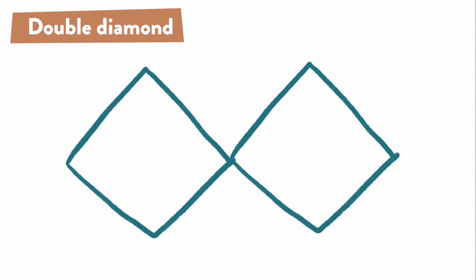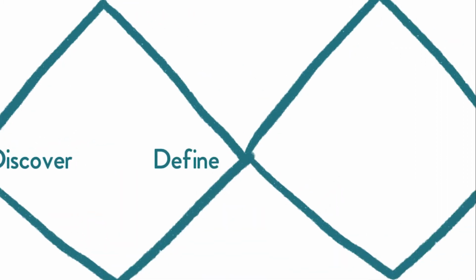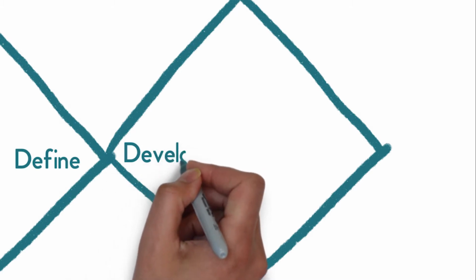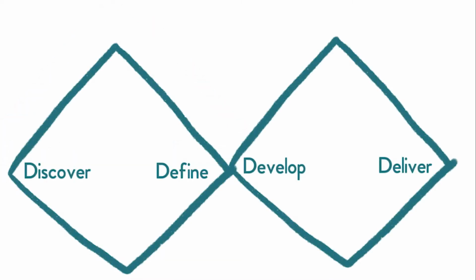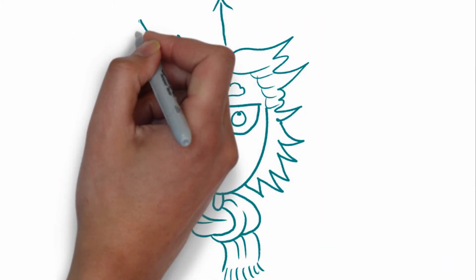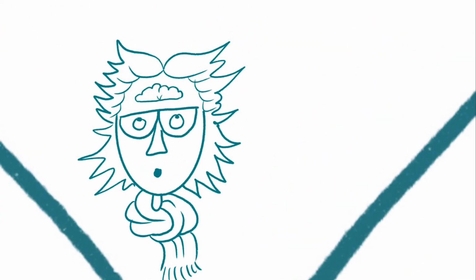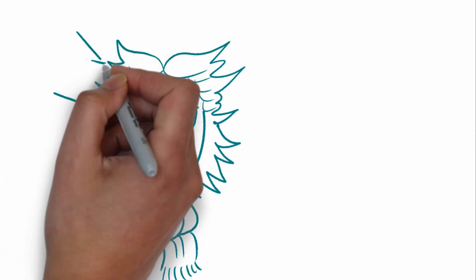The first diamond focuses on finding out what the actual problem we are trying to solve is. It consists of the phases discover and define. The second diamond focuses on finding solutions and consists of develop and deliver. The shape of the model, expanding and narrowing, is chosen deliberately. In discover and develop, the focus is to expand the problem and solution space, divergent thinking. Whereas in define and deliver, the focus is to narrow down the problem and solution space, convergent thinking.